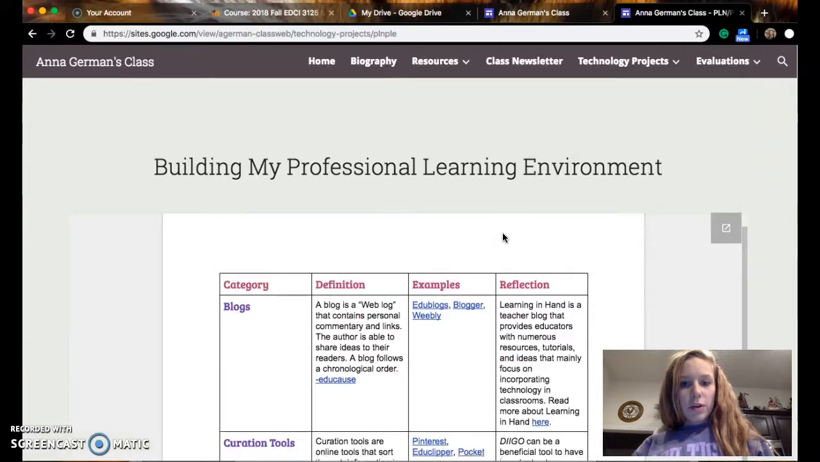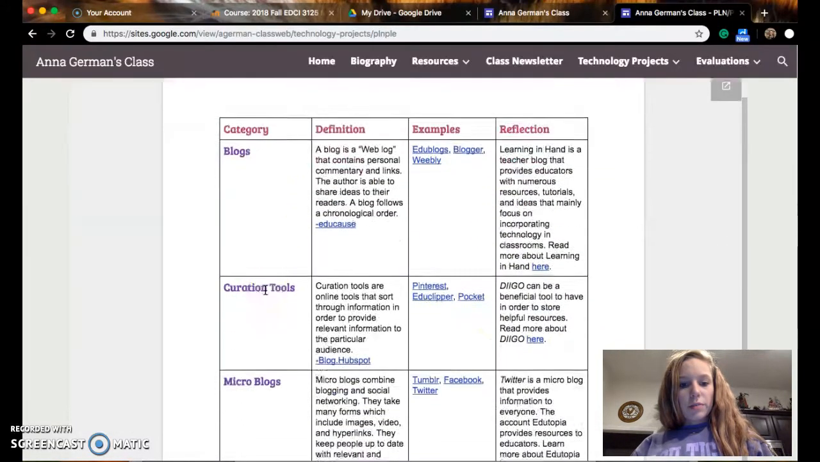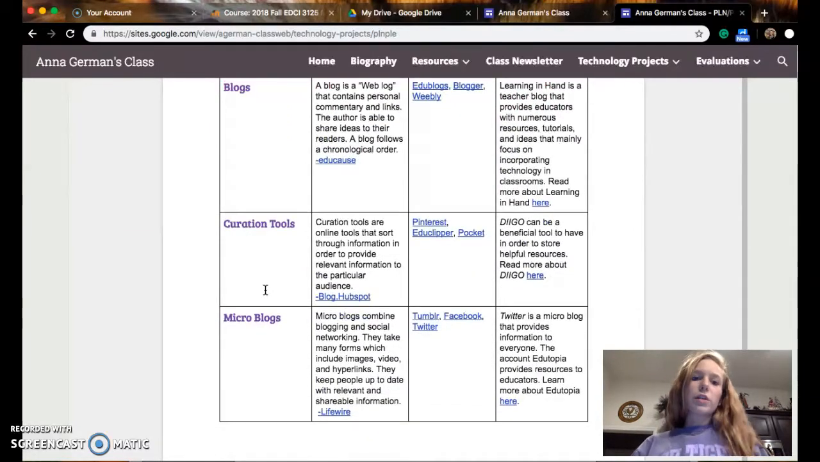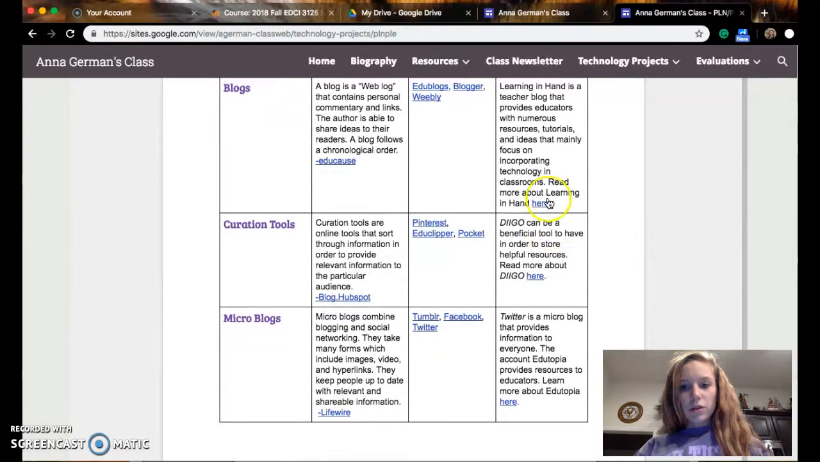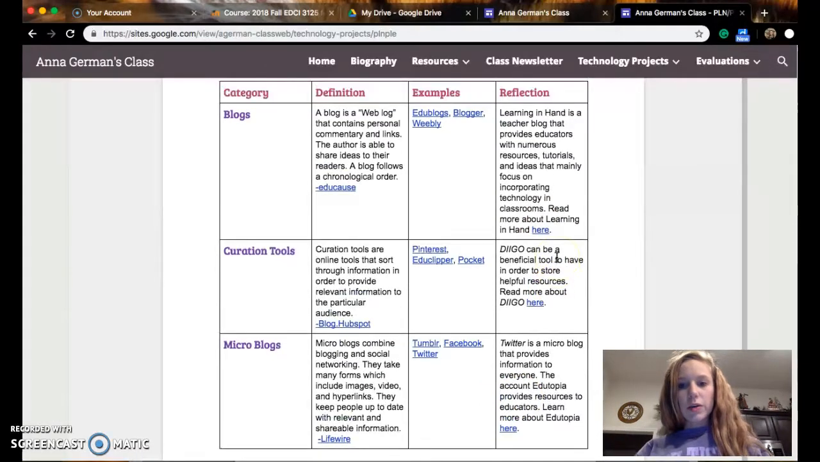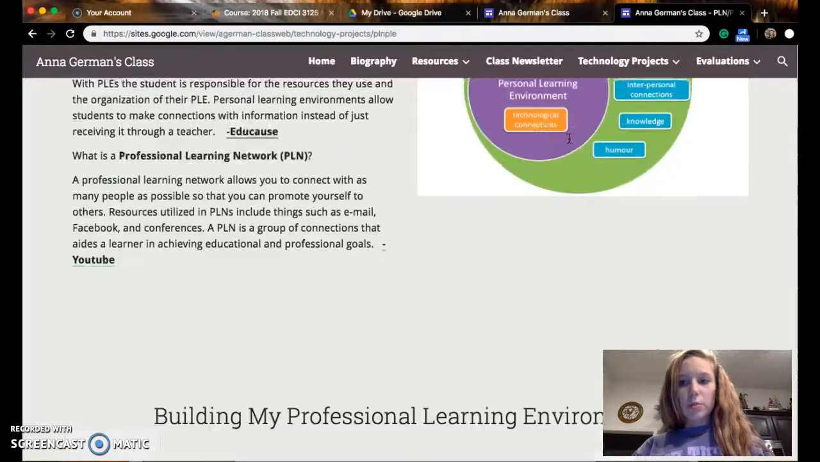And then I have building my professional learning environment, where I just talk about different categories of computer tools and define them, give examples, and reflect on them. So the links to my reflections are here. I did a Twitter reflection, Diigo, and a reflection on Learning in Hand, a blog.